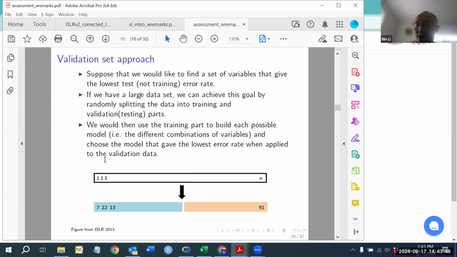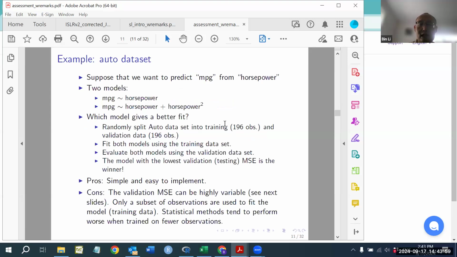Here, for the validation set approach, you just split the data into a training set and a validation set. Fit the model on the training set, let's say the blue part, and evaluate on the orange part. Okay, so that's the validation approach. So let's see the Auto data set example, where we can fit polynomial models that use horsepower to predict the MPG for different car models.